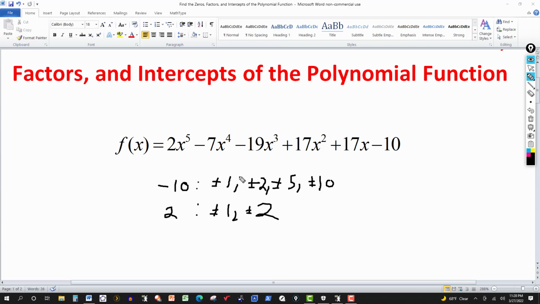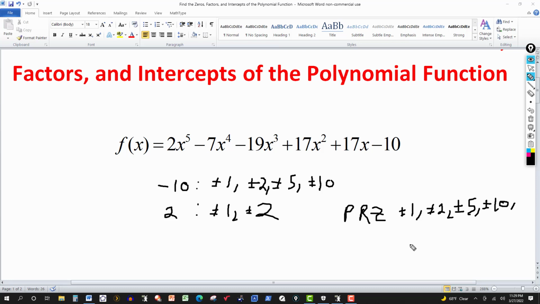Basically the zeros would be composed of a numerator that is a factor of 10 over a factor of 2. So I take all these factors and divide them by the factors of 2. All the factors of negative 10 divided by the factors of 2, all the possibilities. So the possible rational zeros, it might not have any, but if it has any, it has to be one of these. The possibilities are plus or minus 1, plus or minus 2, plus or minus 5, plus or minus 10, and then all the factors of negative 10 again divided by plus or minus 2.